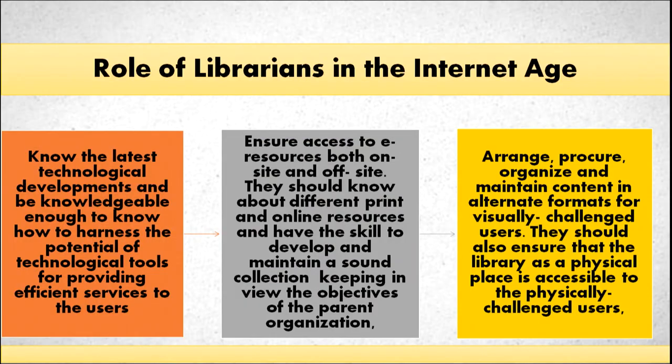The librarian has to ensure access to e-resources both on-site and off-site. They should know about different print and online resources and have the skill to develop and maintain a sound collection, keeping in view the objective of the parent organization. A librarian should have a skill to arrange, procure, organize, and maintain content in alternative formats for visually challenged users. They should also ensure that the library as a physical place is accessible to physically challenged users.